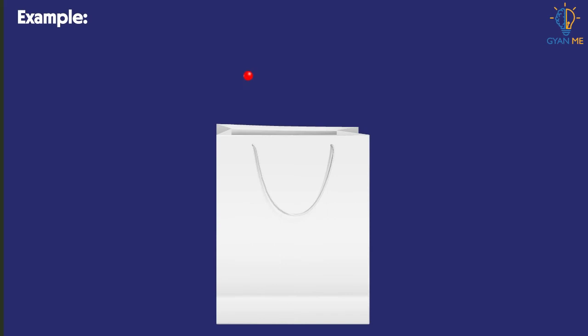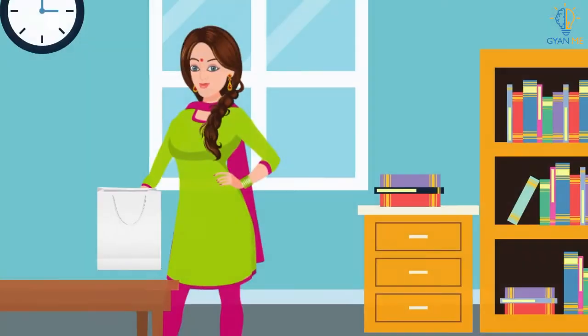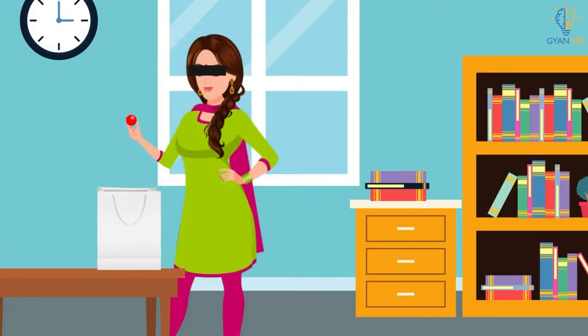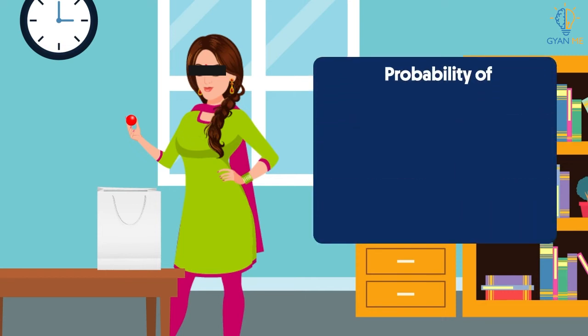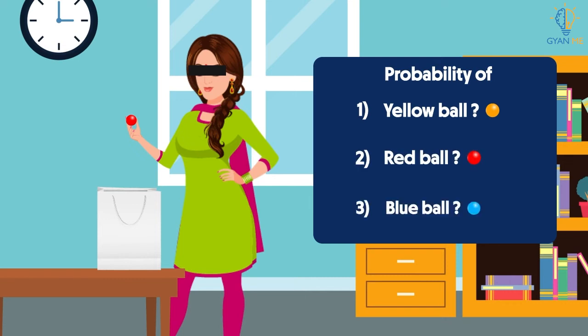So let us see one example. A bag contains a red ball, a blue ball and a yellow ball, all the balls being of the same size. Now Kritika takes out a ball from the bag without looking into it. What is the probability that she takes out the yellow ball, the red ball or the blue ball? Now Kritika takes out a ball from the bag without looking into it. So, it is equally likely that she takes out any one of them.